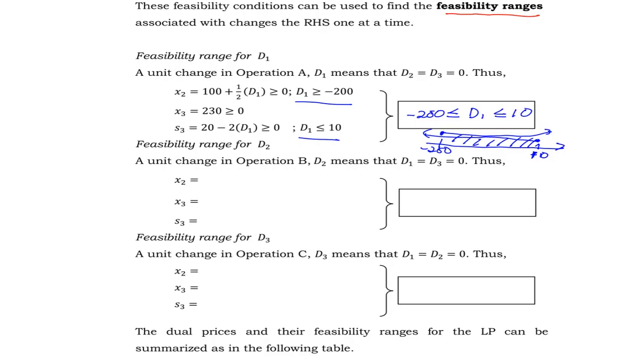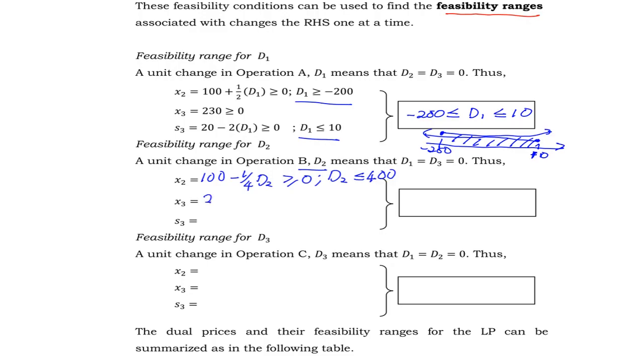Feasibility range for D2, a unit change in operation B. D2 means that D1 equals D3 equals 0. So X2 equals 100 minus 1 over 4 D2, greater or equal to 0. Simplify, you get D2 less than or equal to 400.